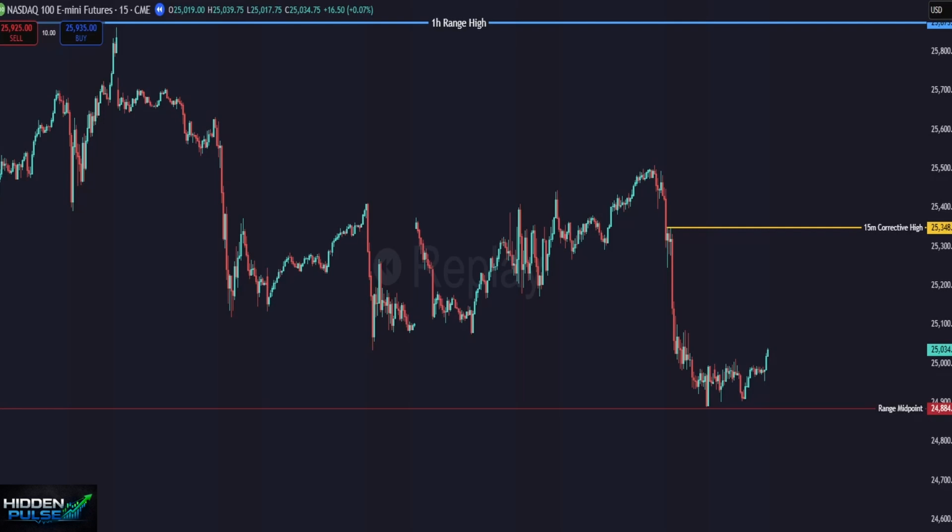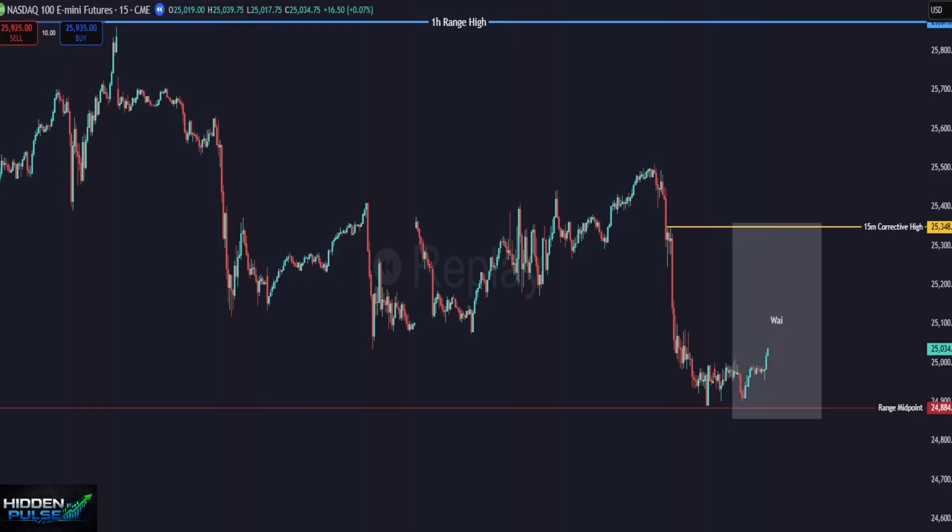So looking at our chart, as long as price is in between the range midpoint and our corrective high, we wait. We are waiting for the algorithm to tell us if it wants to go higher or lower from this midpoint. If the market wants to go lower, it's going to show us with strong bearish displacement, real candles that push cleanly below the midpoint, what most traders call fair value gaps.